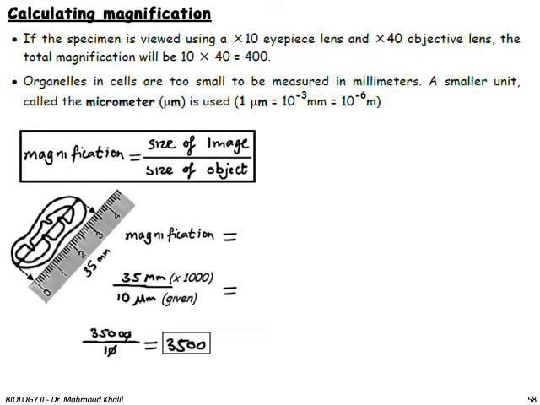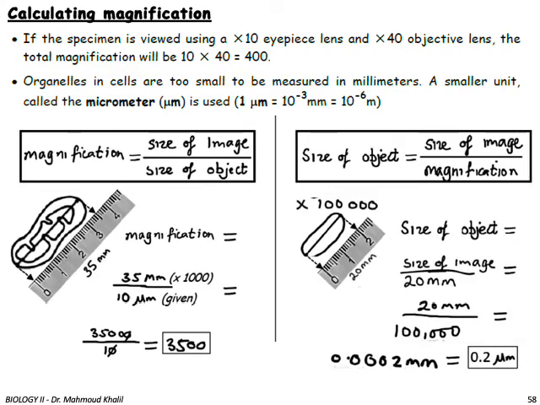The law for calculating the magnification is: magnification equals the size of the image over the size of the object. Consider a mitochondrion that appears in the photo. How can we calculate the magnification? The size from the ruler will be 35 millimeters. You need to multiply by 1000 to have the unit as micrometers. When we divide by the size of the object, which is given as 10 micrometers, you will have a magnification of around 3500.